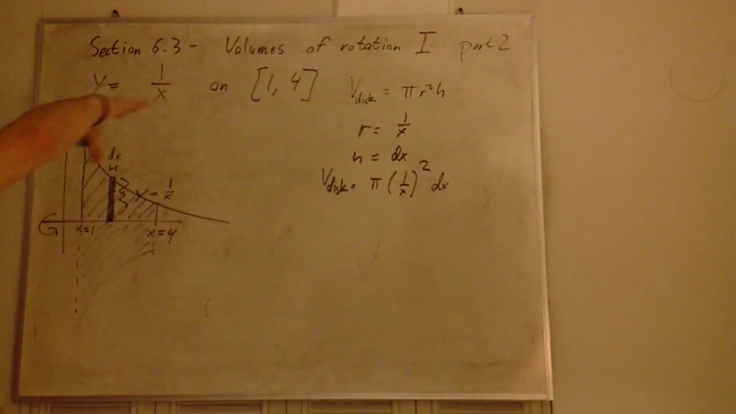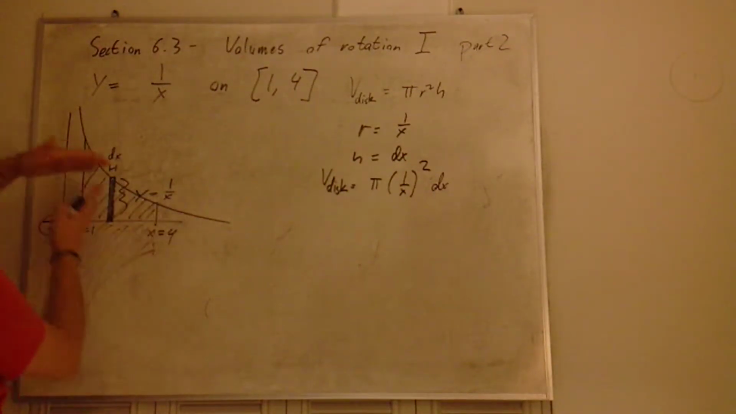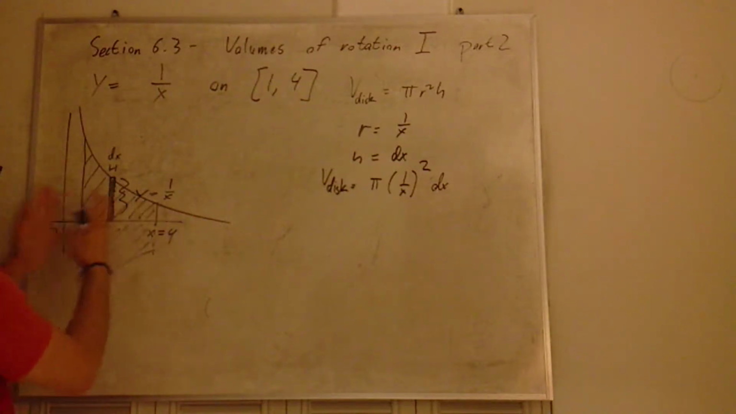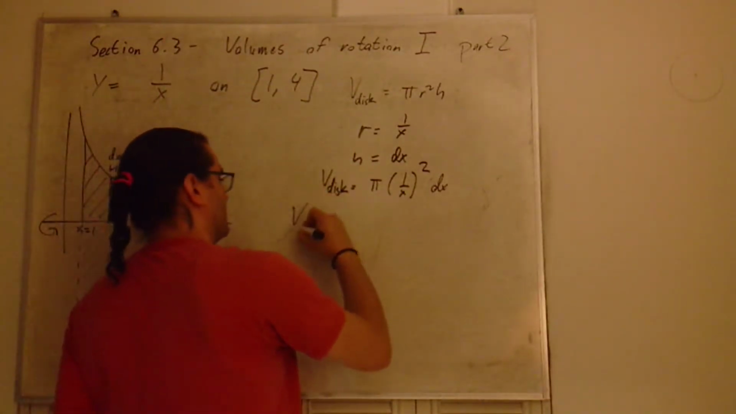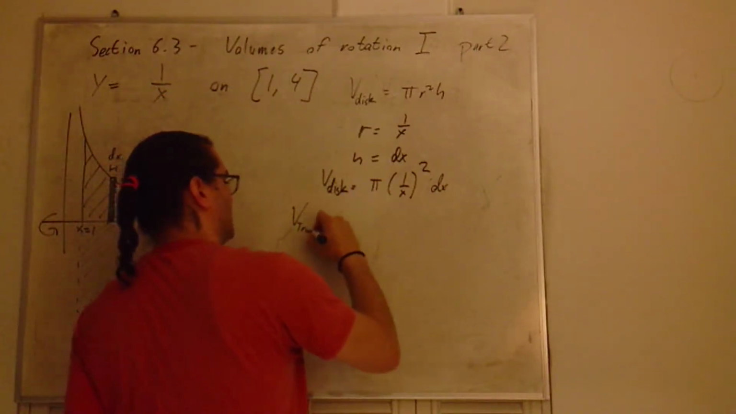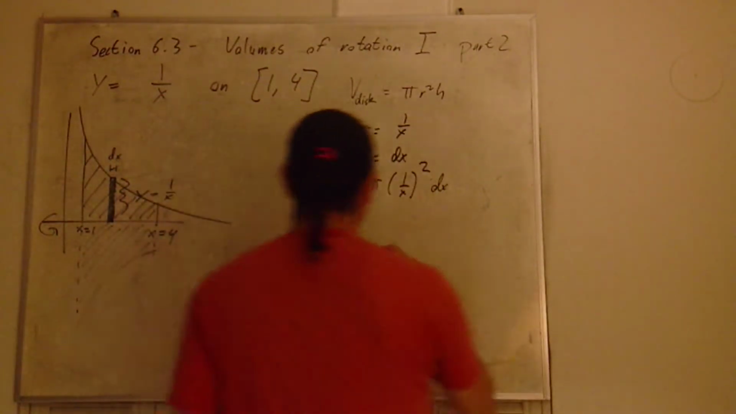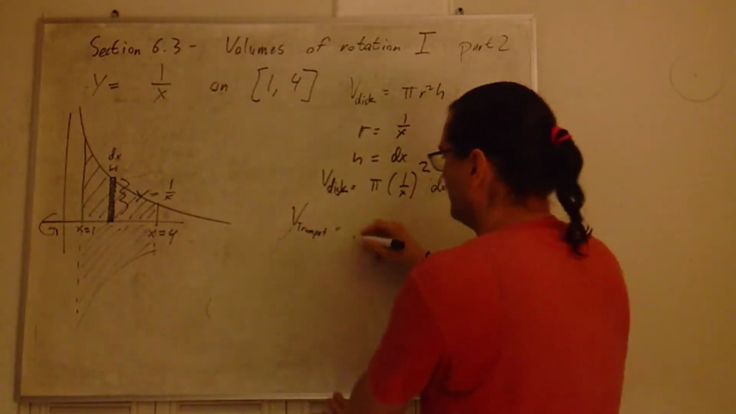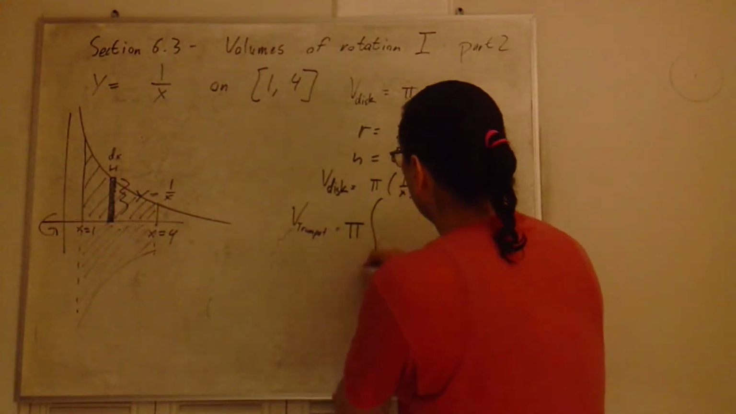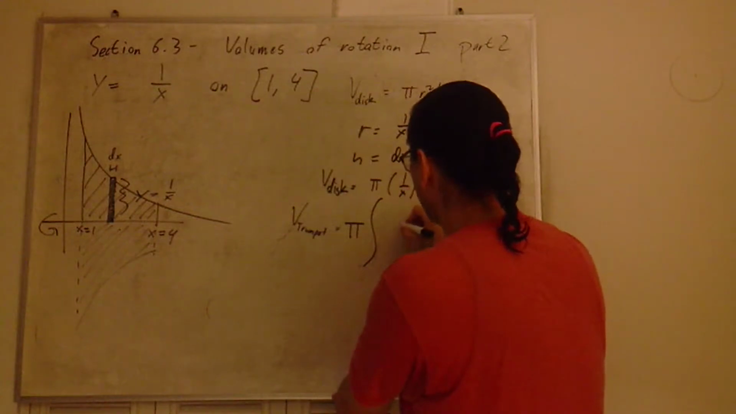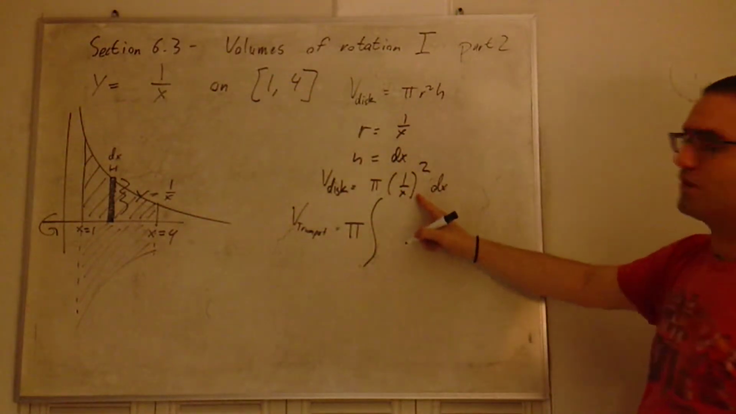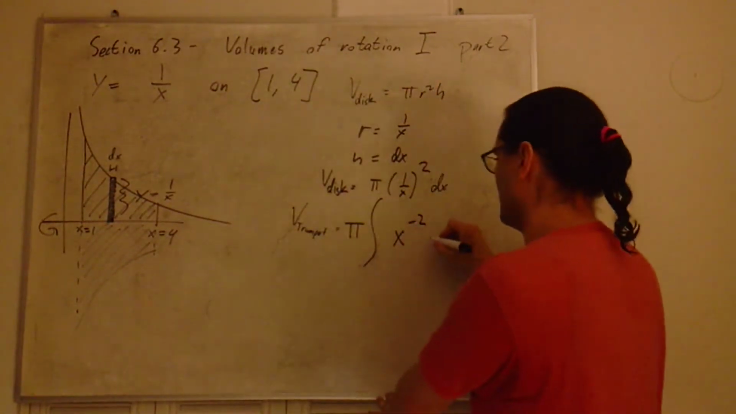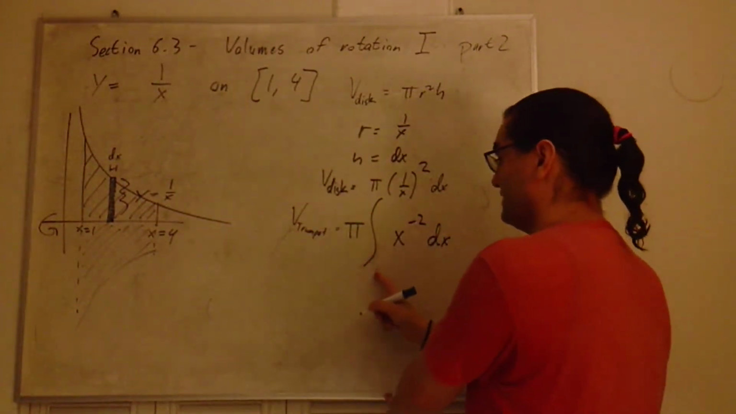To get the volume of the entire shape, because each of these disks is going to have a different size, different radius, we're going to have to add all these infinitely many tiny disks together. So the volume of our trumpet thing is going to be, so pi is still a coefficient. Coefficients are still safe. That can stay on the outside of the integral. We will have the integral. 1 over x squared simplifies into x to the negative 2. So that's how I'll write that. dx.